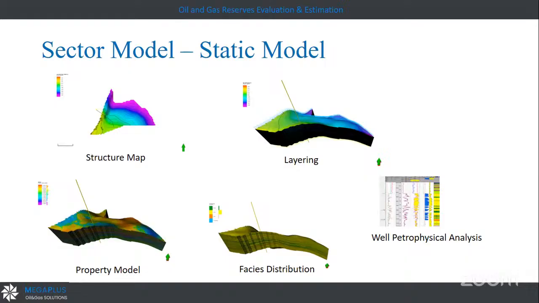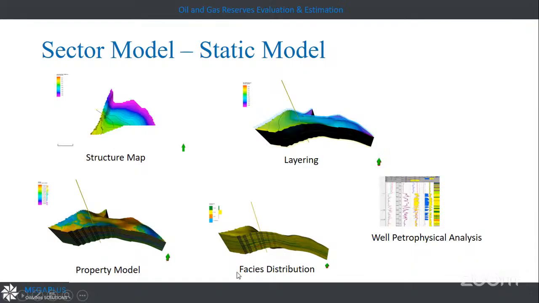Here is an example of a sector model, a static model. Here we can make a structure map, very simple, from the seismic, take this structure and make a layering, depending on the top and the base if I have. And I have here one well with the well petrophysical analysis. After that, depending on my knowledge and my experience in the field, I can make this distribution as channels or something. And so I have a distribution with the lithology.